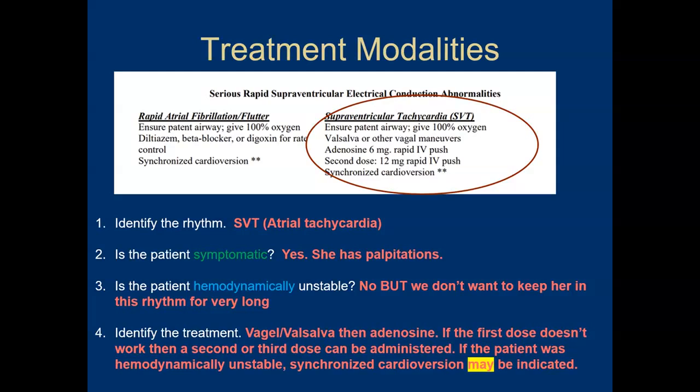So what's the treatment protocol? Well, you look and you see what the recipe says, and there's several options. And we have time to pick one of these options because the patient's stable. So do a vagal maneuver, a Valsalva maneuver. And then if that didn't work, then we need to give them some drugs. Adenosine is the drug of choice for supraventricular tachycardia. If it doesn't fix it with the first dose, we can give another dose, or even a third dose can be given. And then if the patient becomes hemodynamically unstable, then synchronized cardioversion may be indicated.